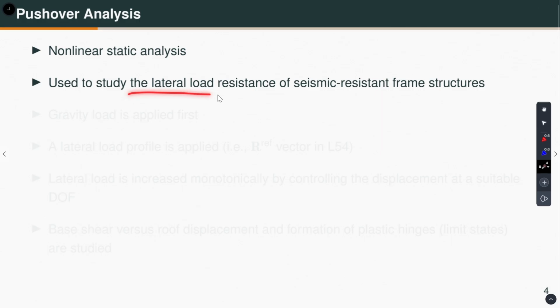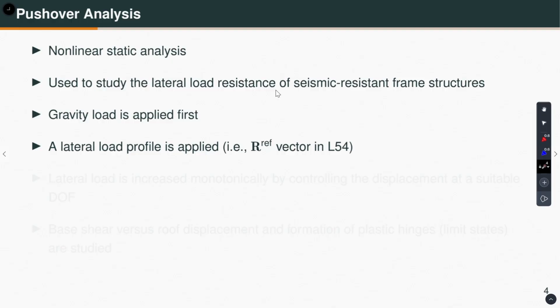It is used to study the lateral load resistance of frames that are designed to resist seismic loads, typically in buildings. It could be a moment resisting frame, it could be a braced frame, it could be reinforced concrete, could be steel. There are so many different types of lateral load resisting system that I briefly discussed in one of the previous lectures.